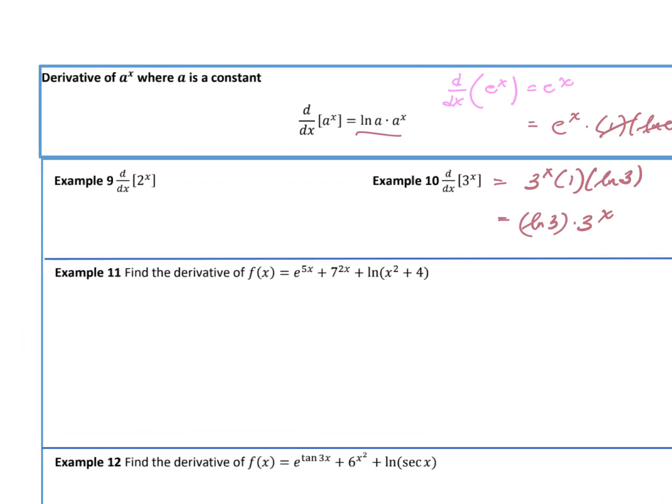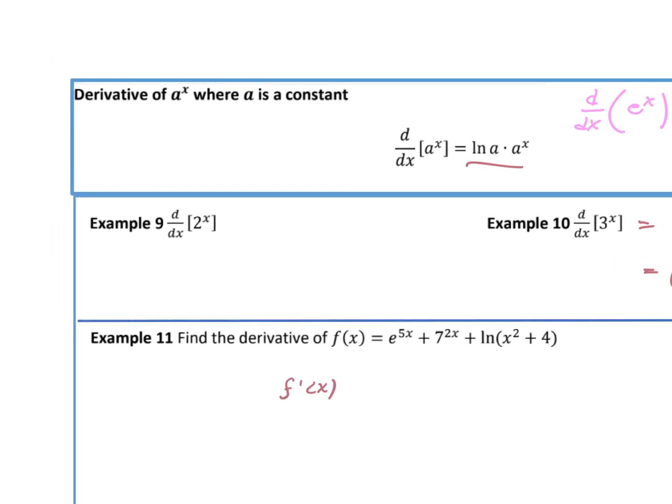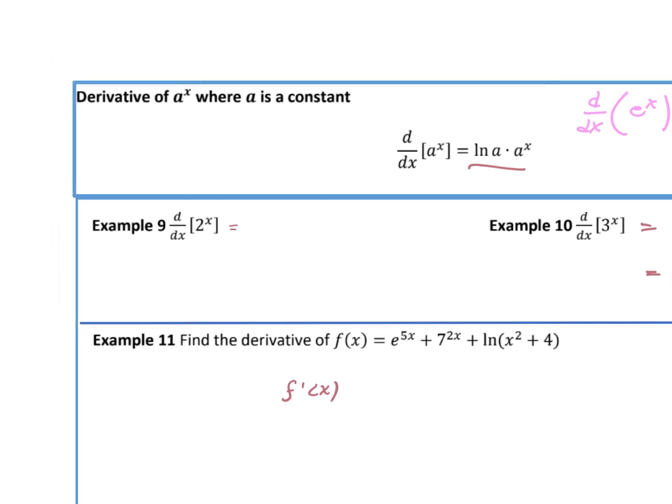All right, find the derivative. So we got a little bit of e, we got a little bit of ln. I feel like I missed the question. I did. Let's do this one real quick. So this would be 2 to the x. You rewrite it, ln of the base, and then times derivative of the exponent. So you get ln of 2 times 2 to the x power.